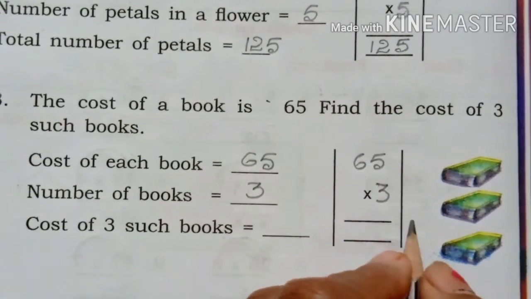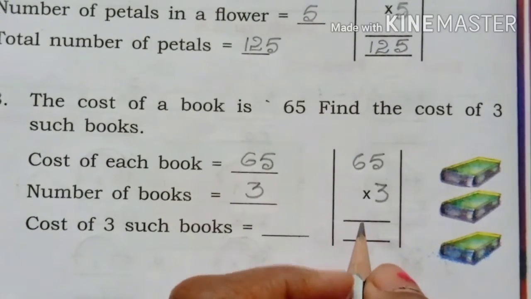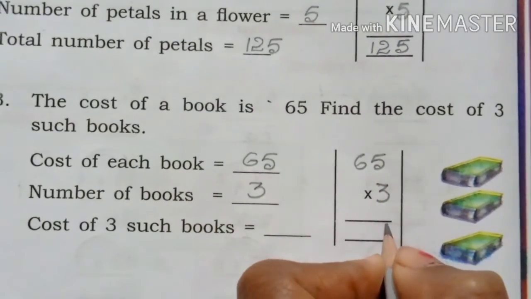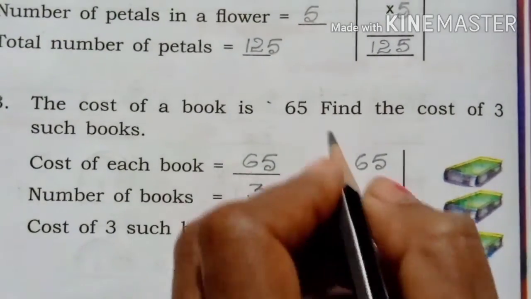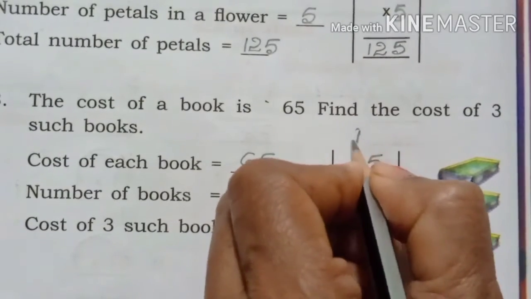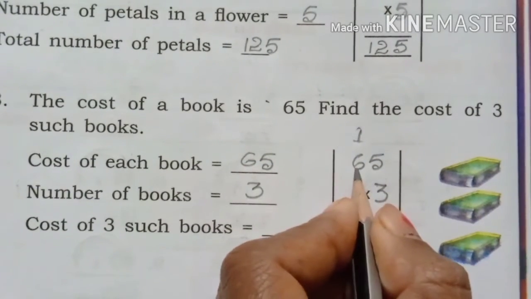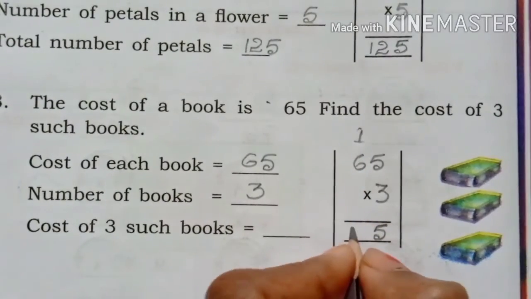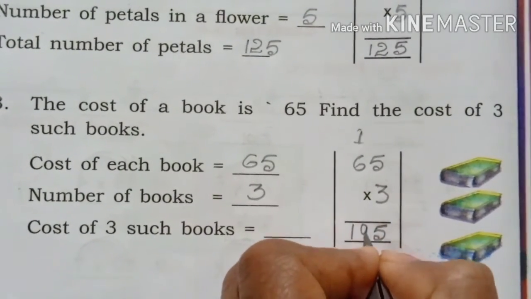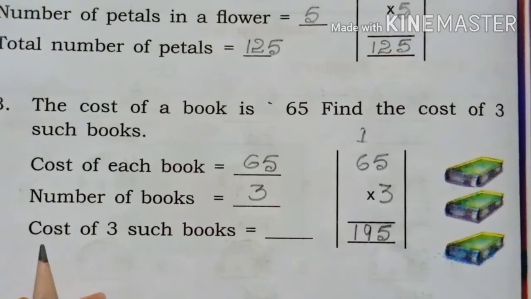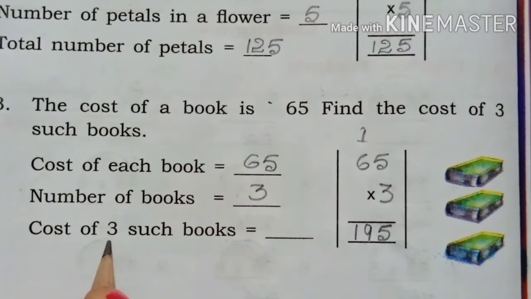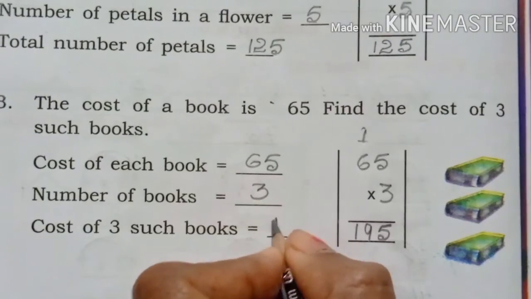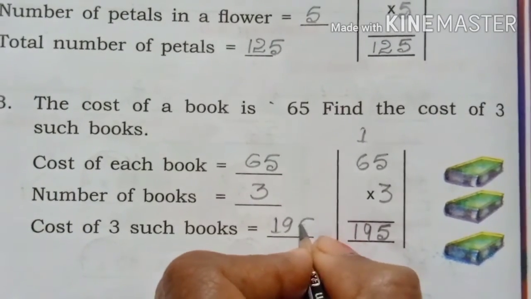Now, let us find the product. 3 5s are 15. So 5 write in unit place and 1 carry to the tens place. 3 6s are 18. 18 plus 1, 19. So total cost of 3 such books is 195.